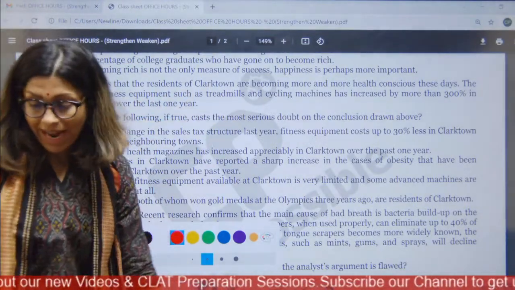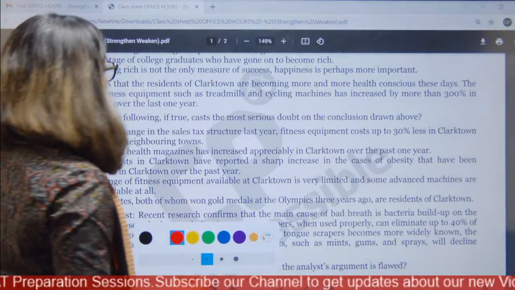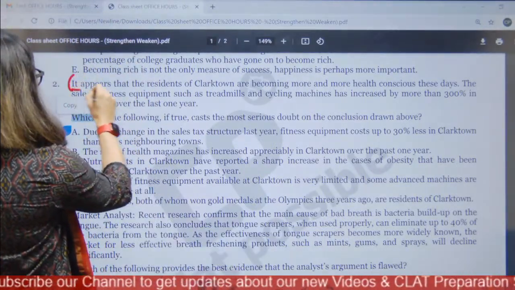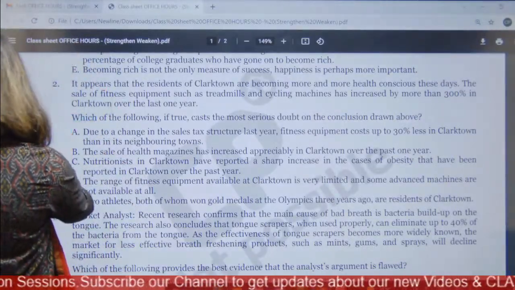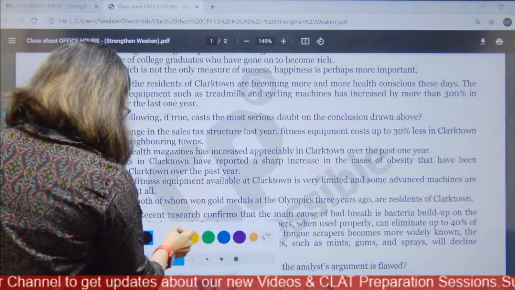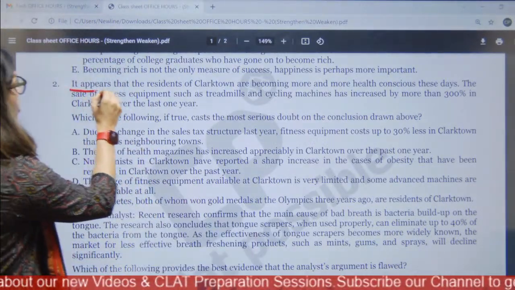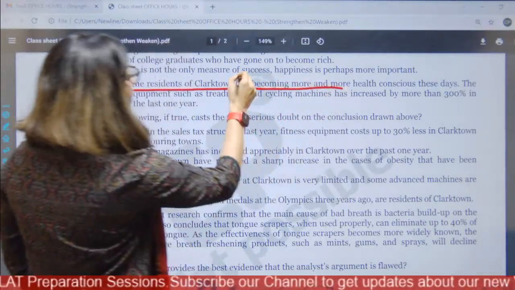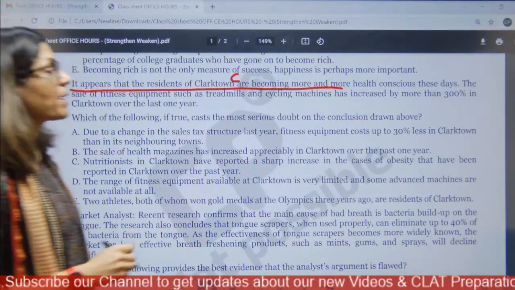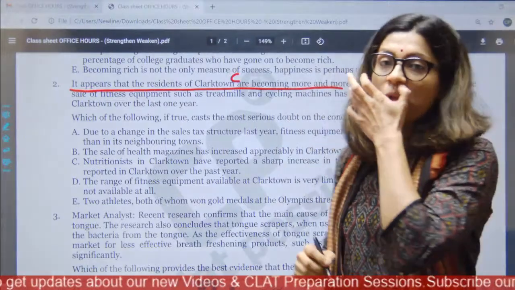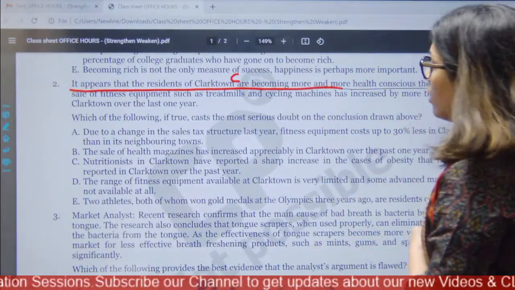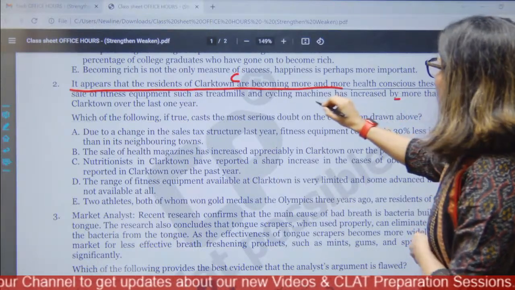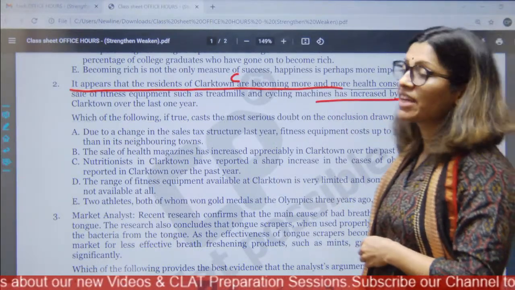Now, let's look at another piece of data that we have been given. This is the conclusion. Let's mark the conclusion. It appears that residents of Clarktown are becoming more and more health conscious. This is an inference the author is drawing. This conclusion is the type of an inference. Why is the author saying this? Because the sales have increased over last year.